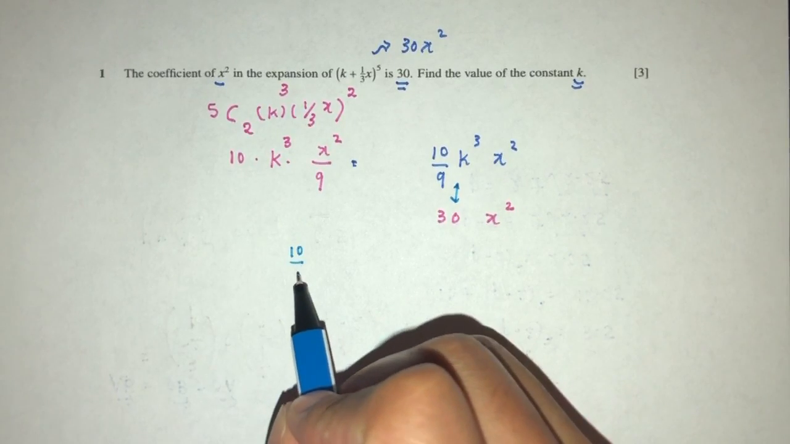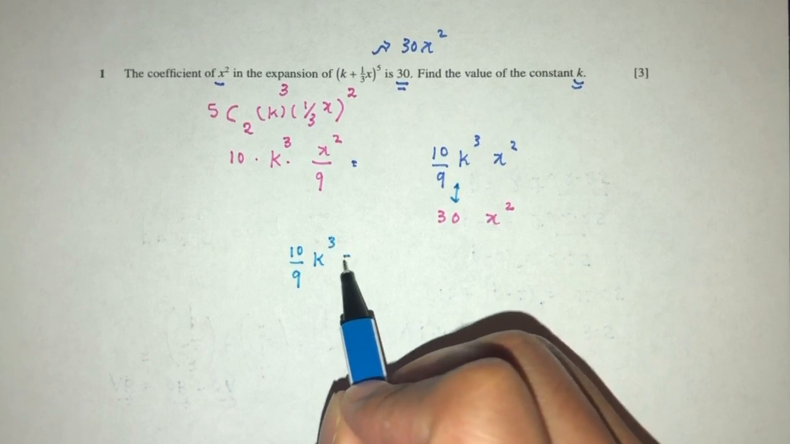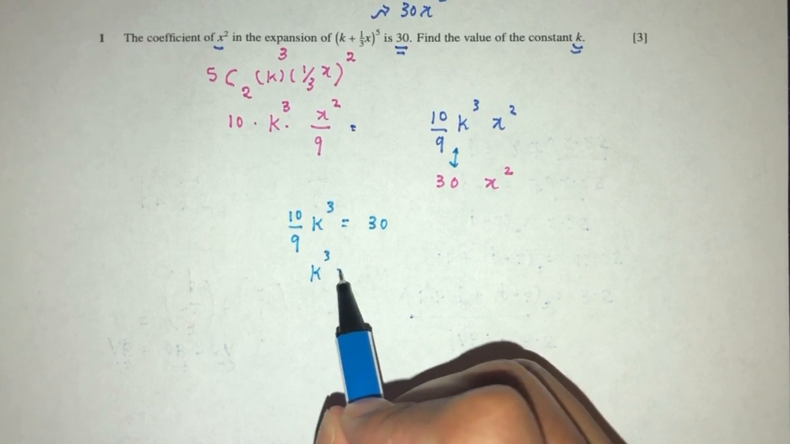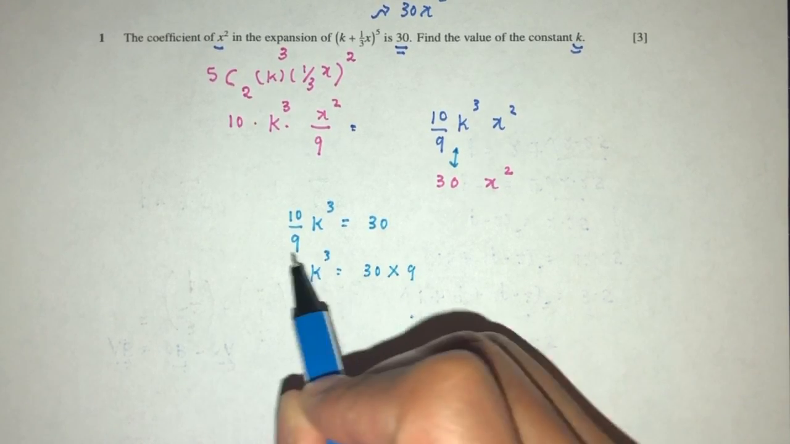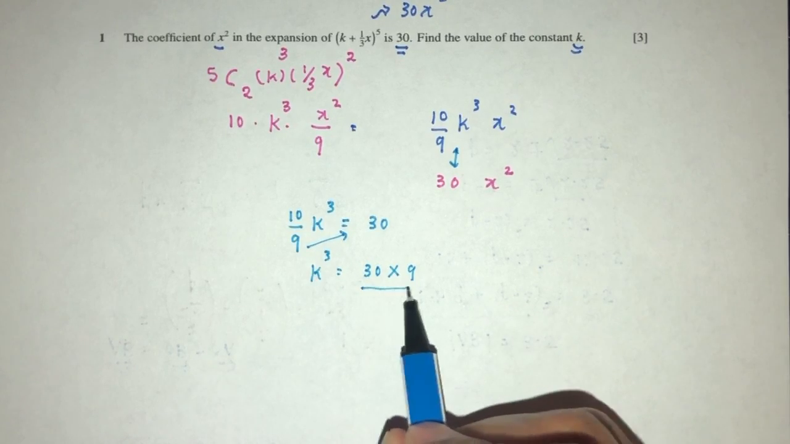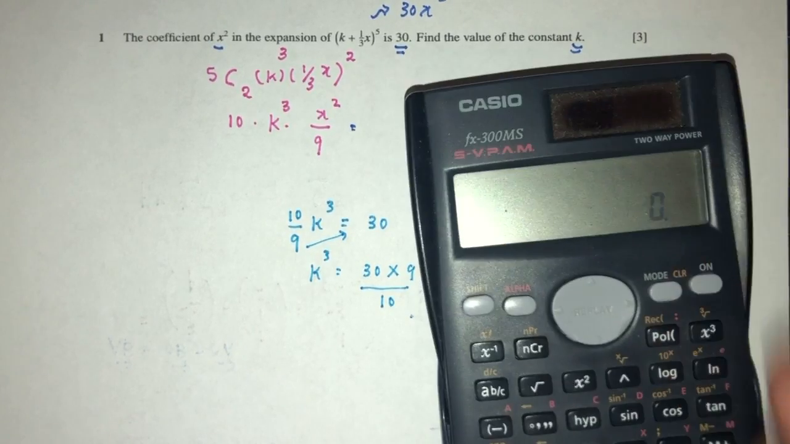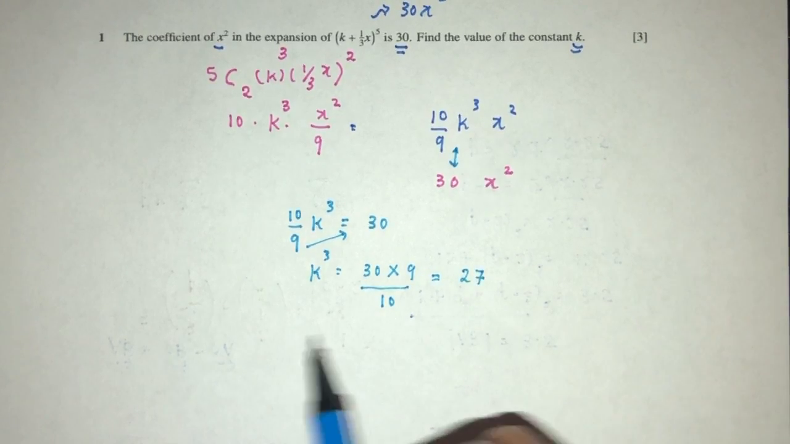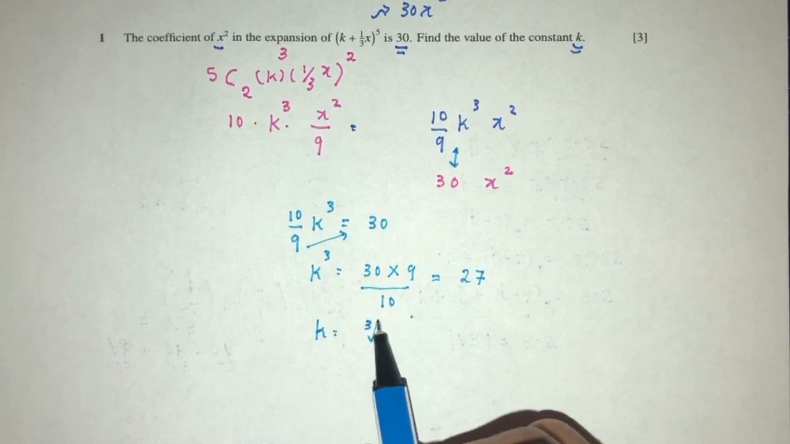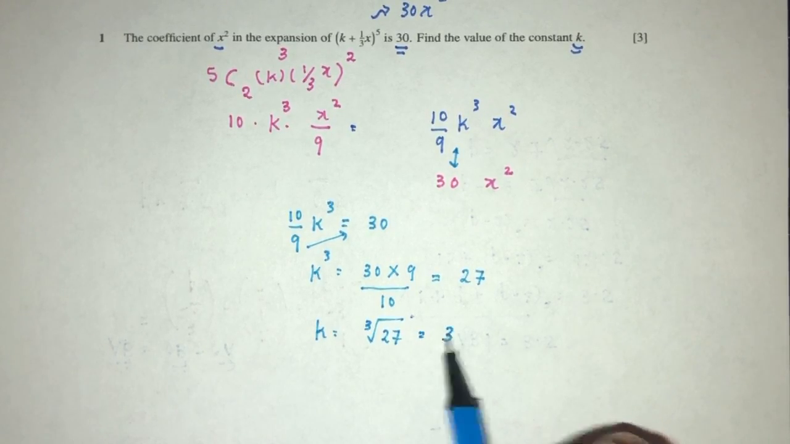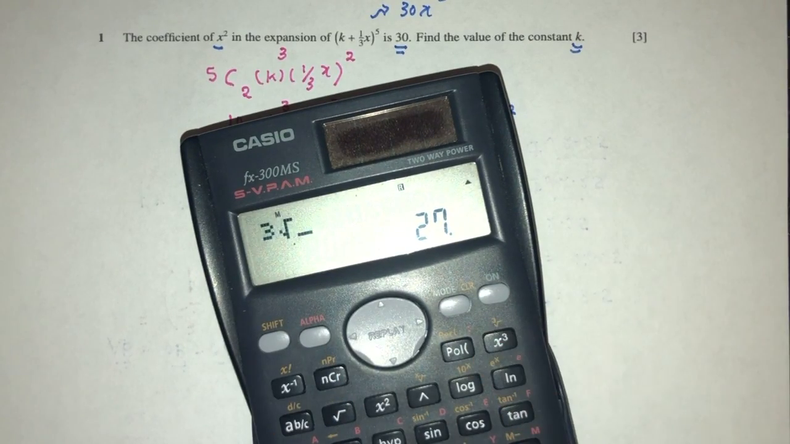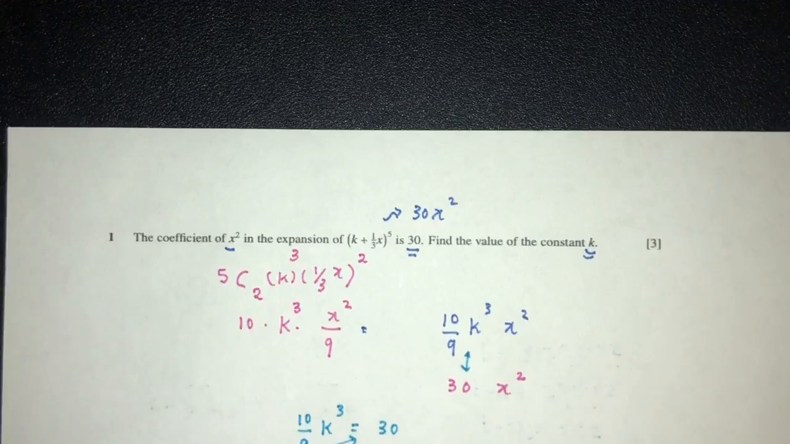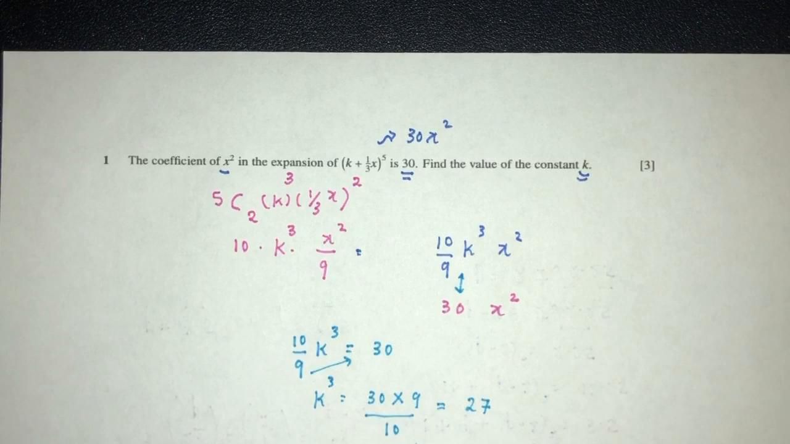So 10 over 9 k cubed has to be the value of 30. So simplify. K cubed has to be what? 30 times 9, so send 9 on top, then send 10 to the bottom. That will be what? So 30 times 9 divided by 10. That should be 27. So finally, k has to be cubic root of 27, and that should be 3. We can check. Cubic root of 27, that should be 3. So your value of k will be 3 for question in finding the value of k for this expansion.